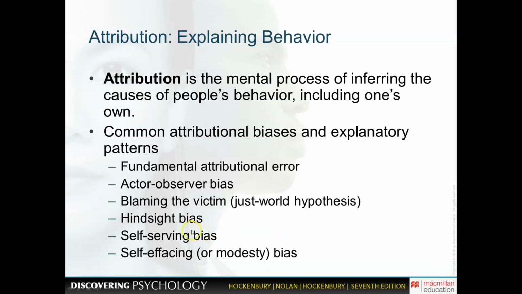Okay, the next type of bias is what's known as hindsight bias. That's basically the tendency to overestimate one's ability to have foreseen or predicted the outcome of an event. So hindsight bias is when somebody tells them something and they go, oh yeah, I already knew that, even though they may not have. So they're overestimating their own ability.